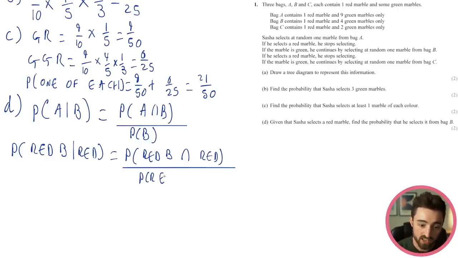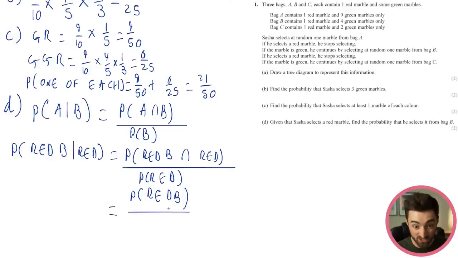So we can now start to make some little bits of intuitive logic here. Because then we say, okay, the probability I get a red from B and I get a red. Well, if I get a red from B, I know I've got a red, right? So that actually means that this is just going to be the same as the probability of getting a red from B. So that's great, because now I'll be able to work that out for my tree diagram. And then the probability of getting a red, I can also work out for my tree diagram. So let's have a look.